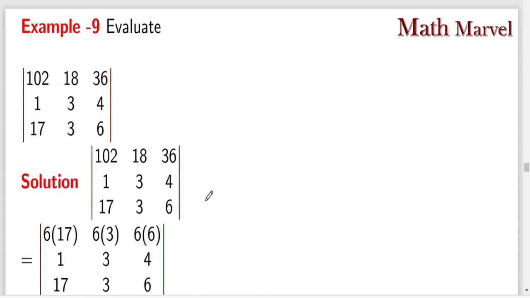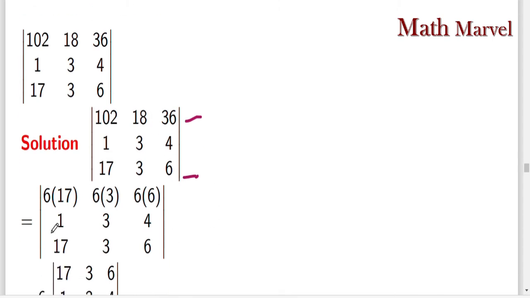Now the solution. For the solution, first refer to the elements of the rows. Here the elements of row 1 and the elements of row 3. If you observe, the elements of row 1 we get by multiplying row 3 by 6, yes or no? 17 times 6 is 102, 3 times 6 is 18 and 6 times 6 is 36. So here we can write row 1 as a multiplication of 6 to row 3. So write 17 times 6, 3 times 6 and 6 times 6.